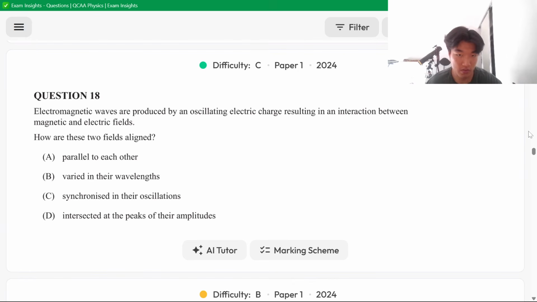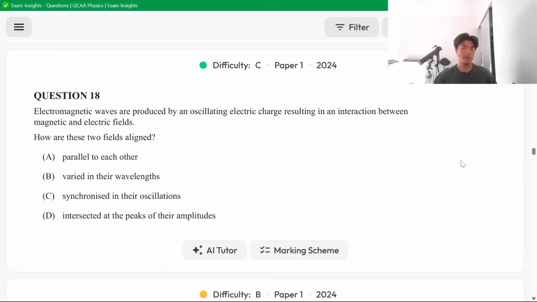Electromagnetic waves are produced by an oscillating electric charge, resulting in an interaction between magnetic and electric fields. How are these two fields aligned? They are perpendicular to each other, but none of them seem to have any relations specifying they're perpendicular. They're not parallel, so it's not A. They're not varied in their wavelengths, they're in phase. It's not B. Synchronized in oscillations. Yeah, they are synchronized. They're in phase, yeah. Wavelengths would be the same, so it contradicts B.